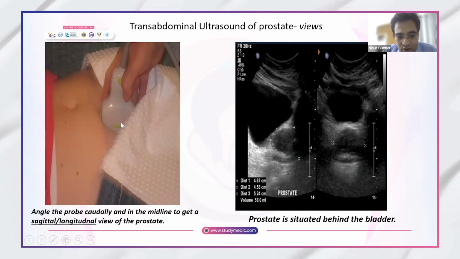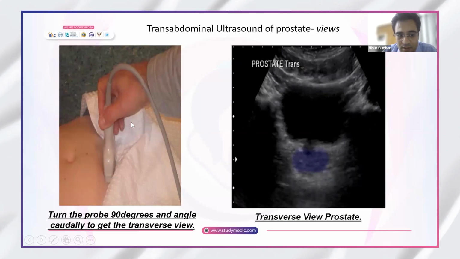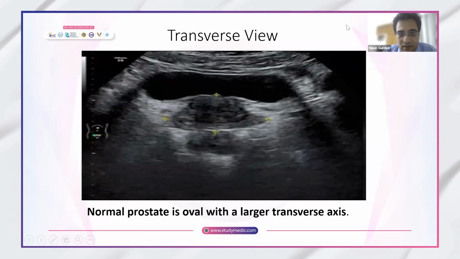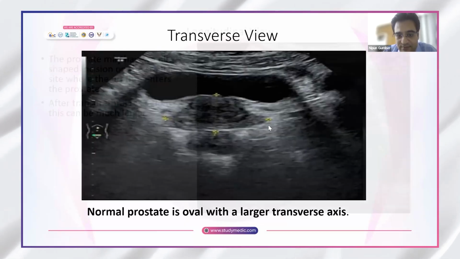So this one is the longitudinal or sagittal view, and for the transverse view, turn the probe 90 degrees and angle caudally, and you will see a good transverse view of the prostate. The marker of the probe should be at the right side of the patient. So this is another image showing the transverse view. The normal prostate is oval with a large transverse axis.